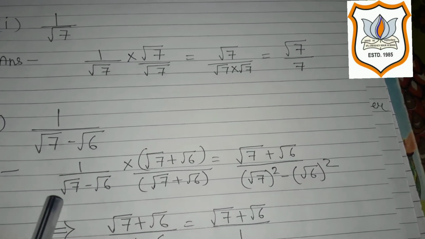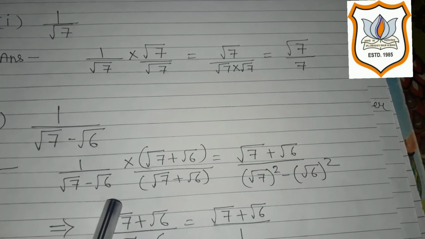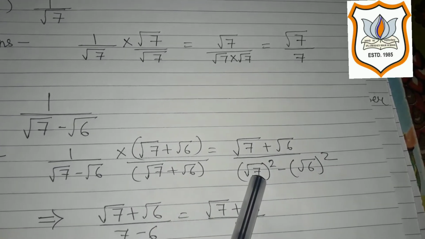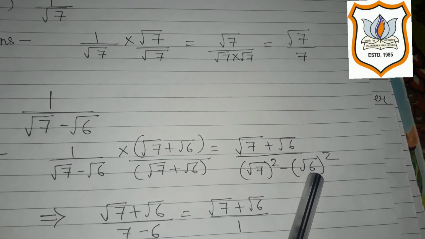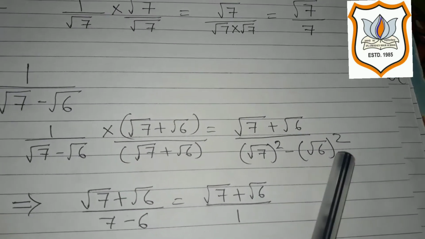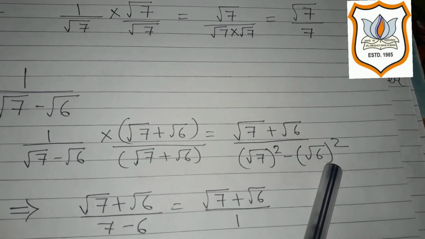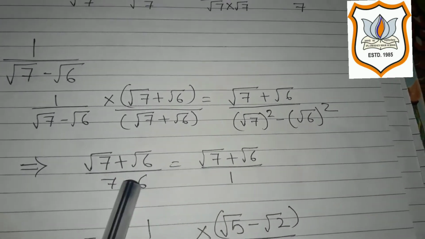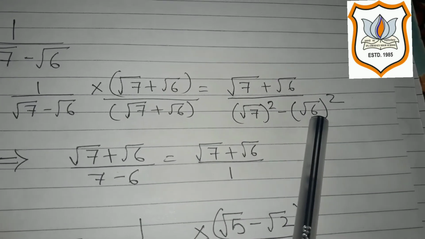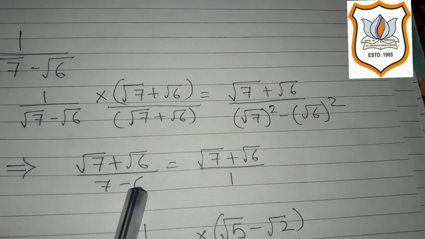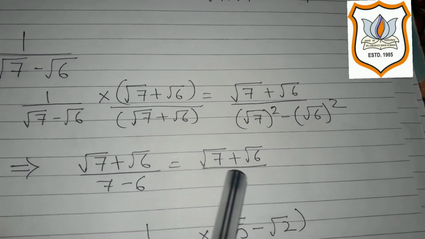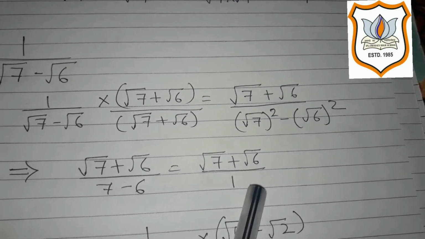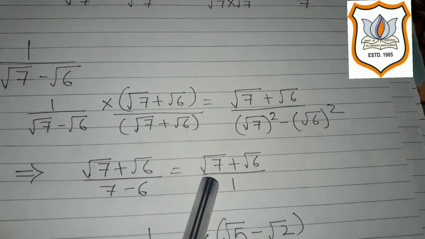Root 7 will be a and root 6 will be b. A minus b into a plus b, and the identity is a square minus b square. That is root 7 square minus root 6 square. And hence we obtained root 7 square will be equal to 7 only and root 6 square will be equal to 6 only. And 7 minus 6 is equal to 1. And hence we obtained the rational number in the denominator.